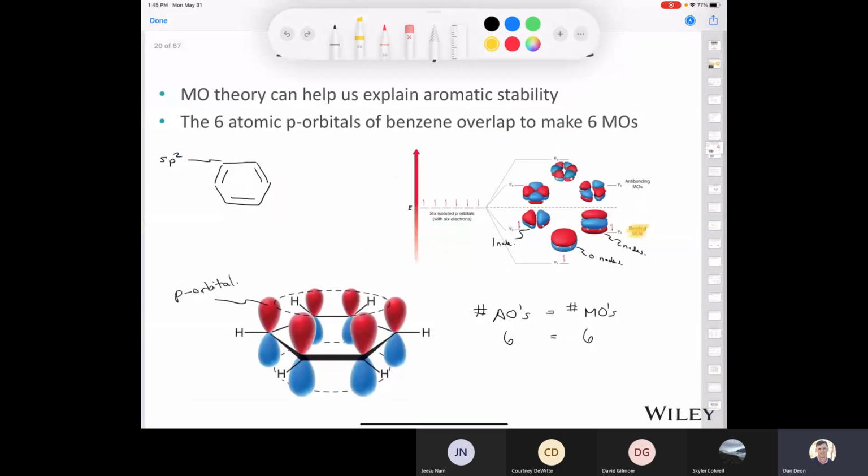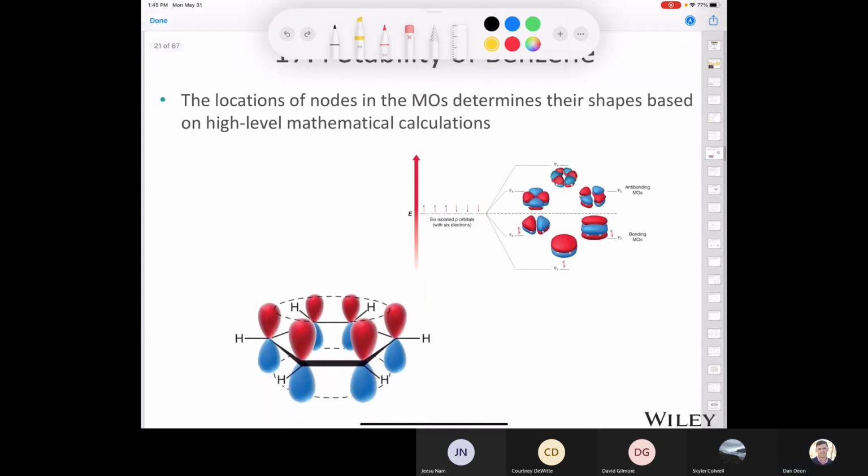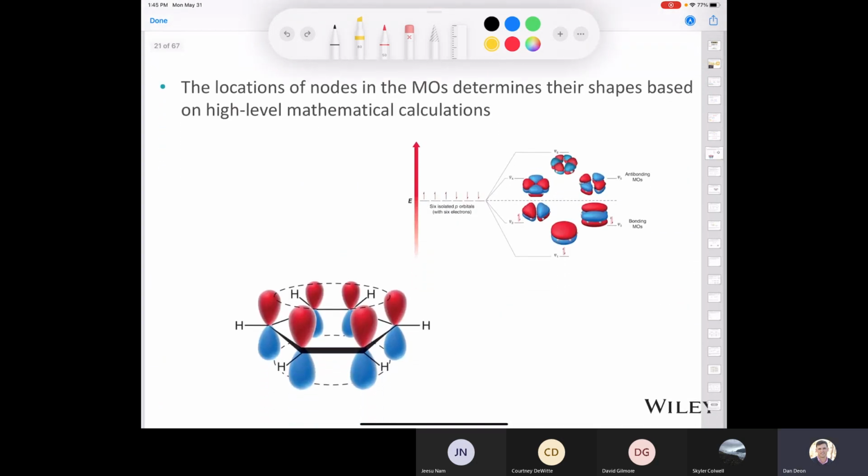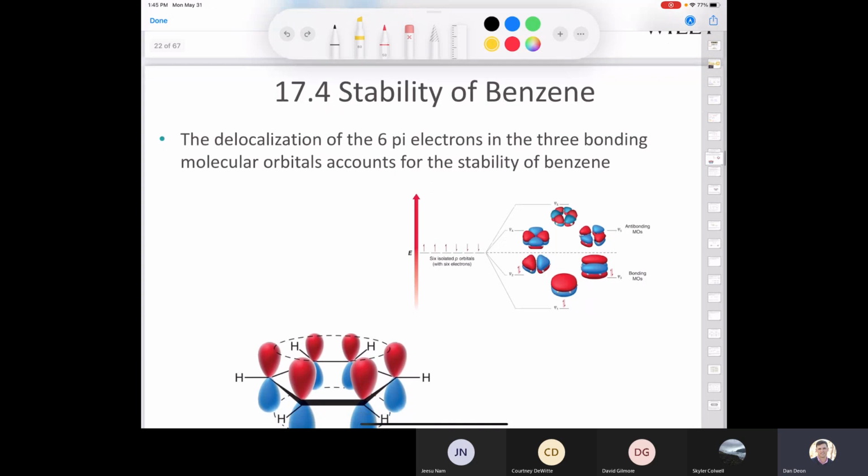And that's what's so important. That's why benzene is so stable, because every electron from the p orbitals is in a bonding molecular orbital. All right, so there you go. The shape of those MOs, again, involves high-level mathematical calculations. You don't have to worry about that in Chemistry 3101.